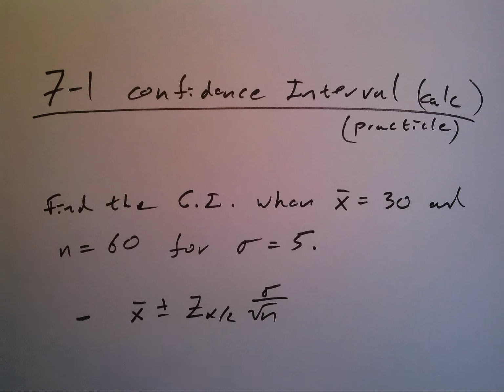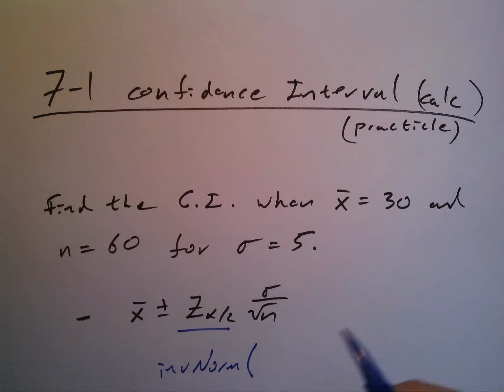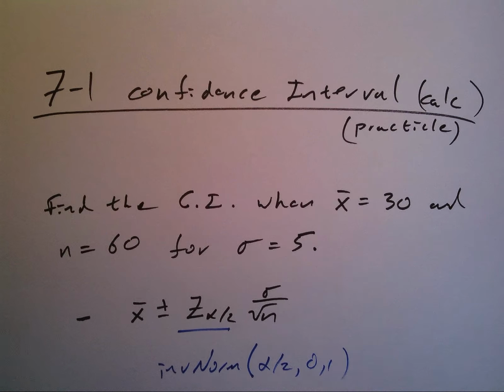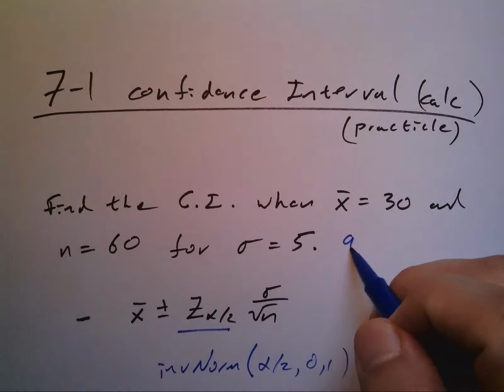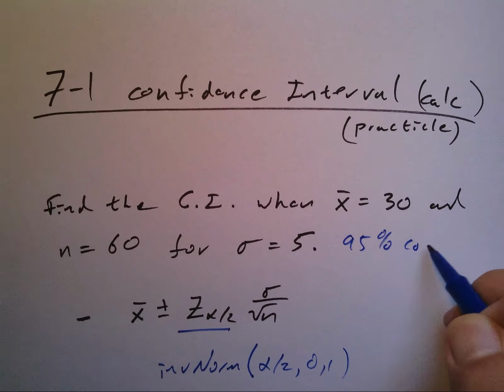Alright? Now, we could plug the information into the formula, x bar plus or minus z alpha over 2 times sigma divided by the square root of n. And remember that if I want to get the z alpha over 2, that would just be inverse norm of whatever your alpha level is, divided by 2, comma 0, comma 1. Now, I forgot to put the confidence level in the equation, so let's say that we want to be 95% confident.